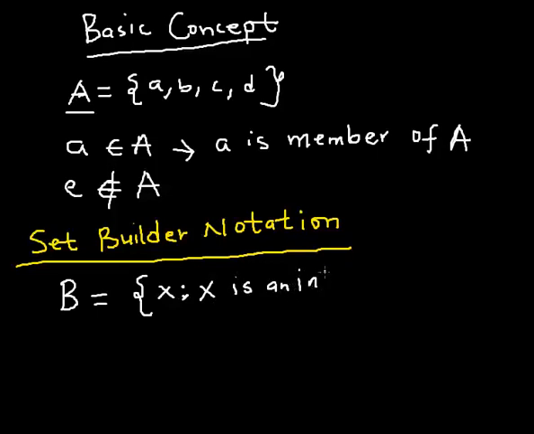X is an integer. Okay, then I put comma. Comma, in set builder, simply represents "and". So, X is greater than 0. Then I close my braces.